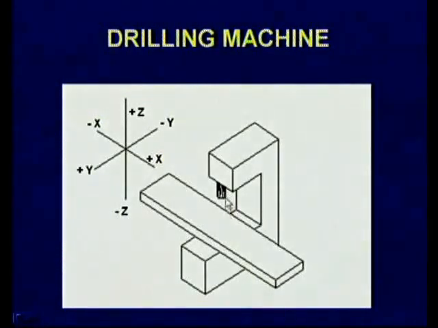So, from this we can tell one thing: the z axis will decide in what direction the motion exists between the workpiece and the cutting tool. If it is a plus z, the distance between the workpiece and cutting tool will increase. If it is a minus z, it will decrease.